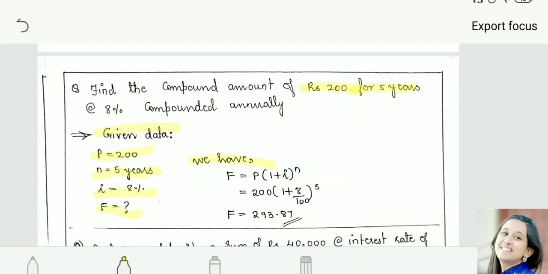So we have the compound interest formula, that is F = P(1 + i)^n. So substitute and you will be getting an amount. Here you have to write future worth is equal to 293.87 rupees. I forgot to write the unit, but you should not forget, just remember what the unit is.